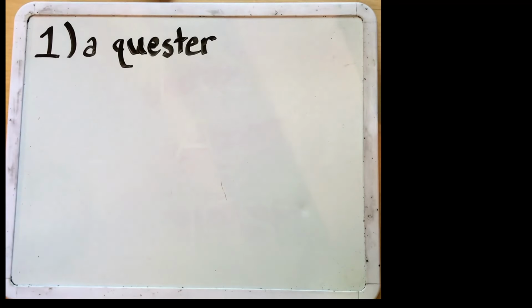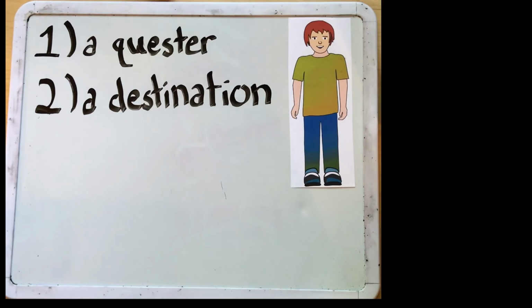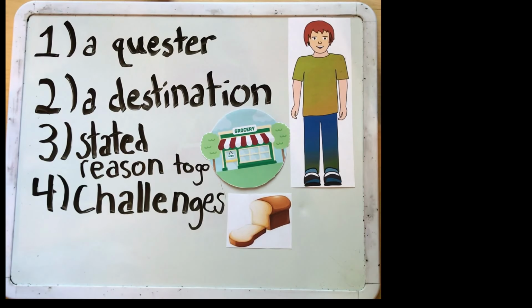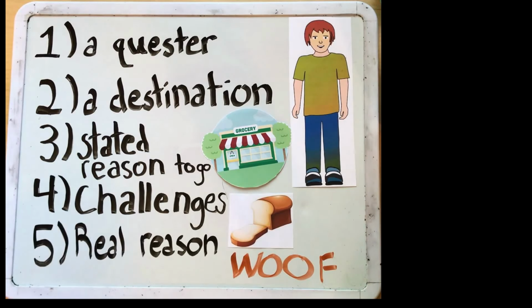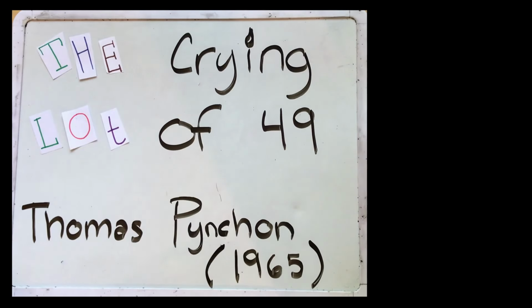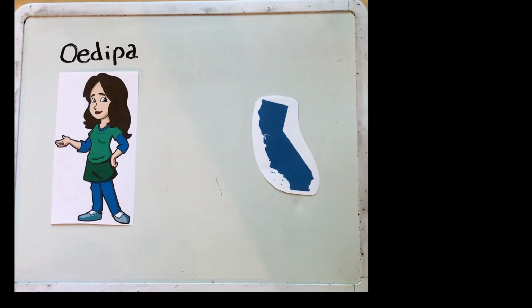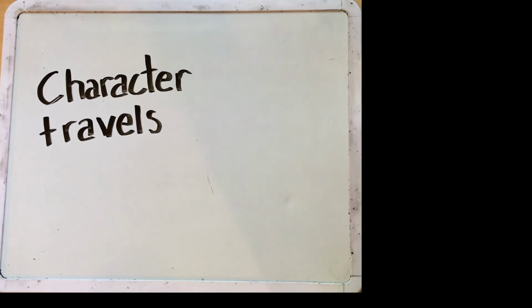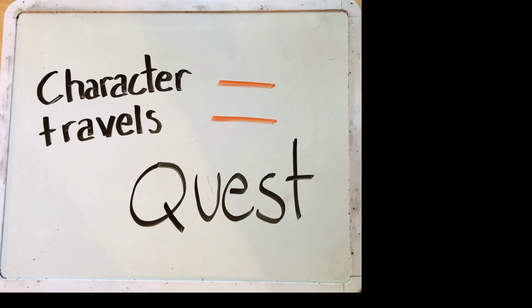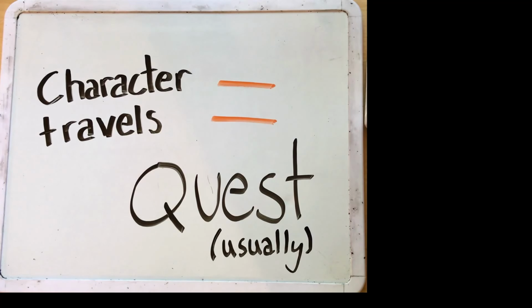The components of a quest being 1. A quester, 2. A destination, 3. A stated reason to go, 4. Challenges en route, 5. A real reason to go, which is almost always for self-knowledge. A few more examples of quests are provided, including The Crying of Lot 49, where the main character, Oedipa, travels to Southern California to execute a former lover's will. Along the way, she meets many outcasts and dangerous characters. The main point is that whenever a character is going on a journey, he is likely engaging in a quest. This is followed, however, with the disclaimer that not all journeys are quests, and the rules of literature don't have to be perfect to have value, and they even enrich your experience when you can identify when they're being broken.